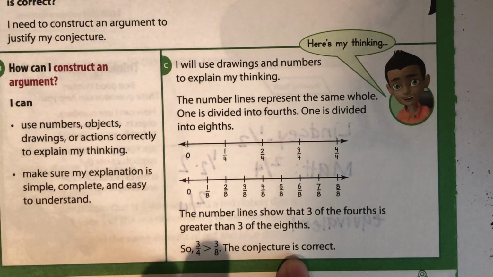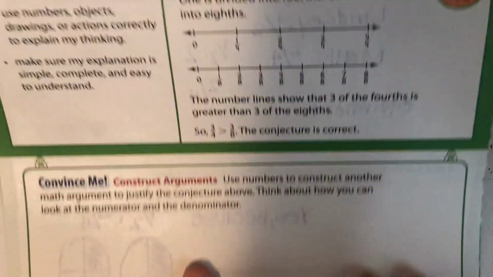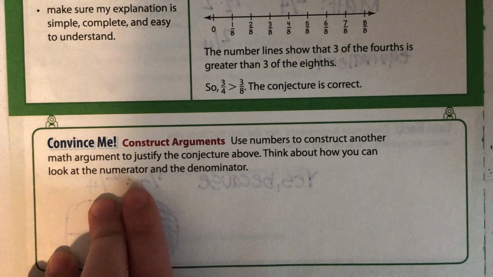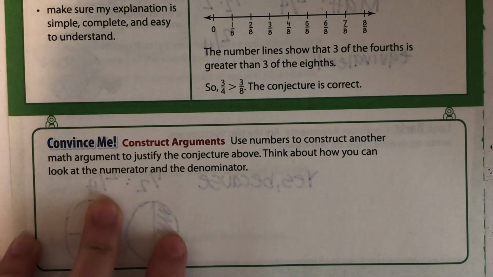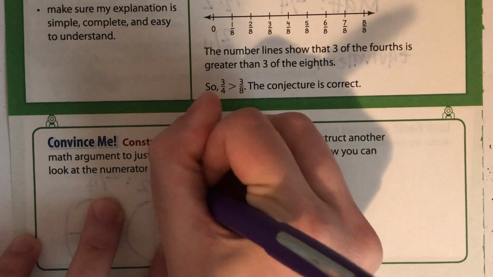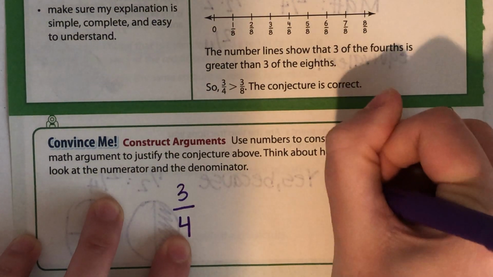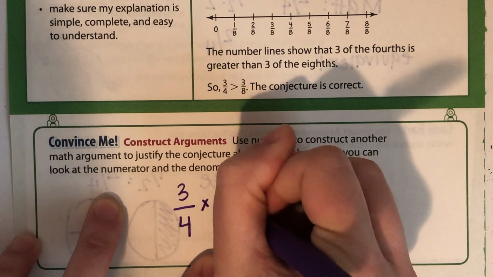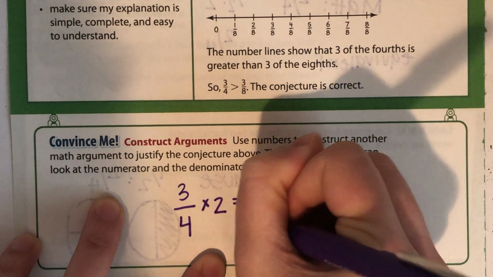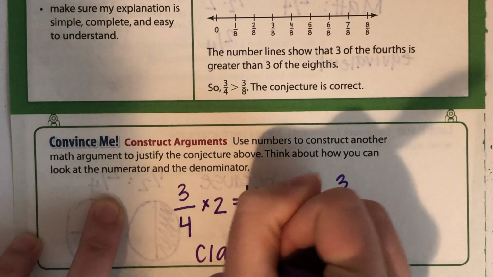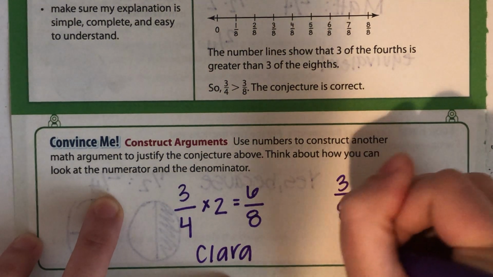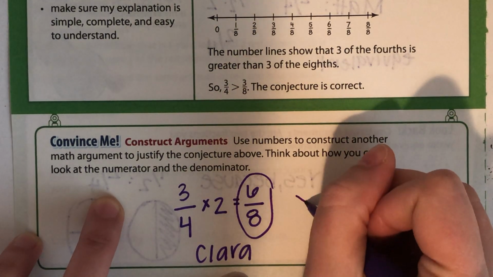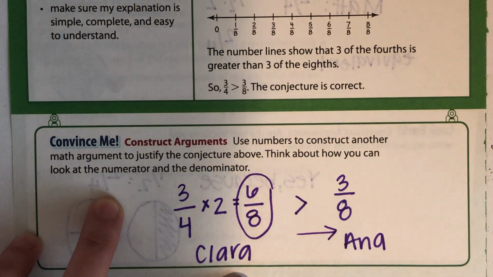The conjecture is correct. Use numbers to construct another math argument to justify the conjecture above, and think about how you can look at the numerator and denominator. So we have 3/4 and 3/8. If we make them equivalent denominators by timesing 3/4 by 2, we get 6/8. This is Clara, okay, and this is Anna. Whose number is bigger? Clara's. Clara's number is greater than Anna's number.